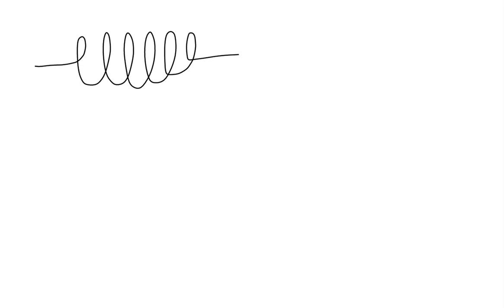Let's begin with a sketch. Here we have an inductor. This inductor has a length L. This length is given to be 5.7 centimeters. This inductor also has a diameter, and that diameter is given as 4.0 millimeters.